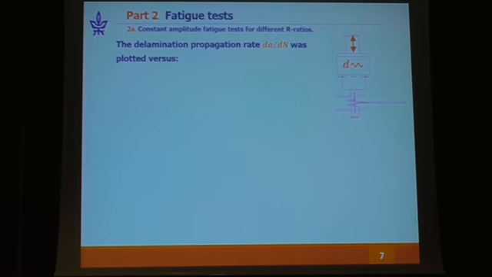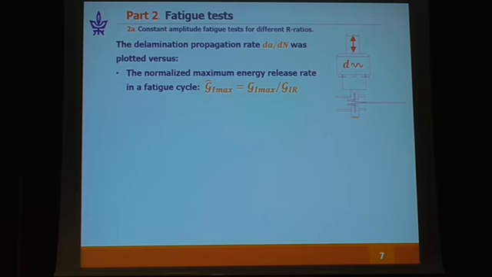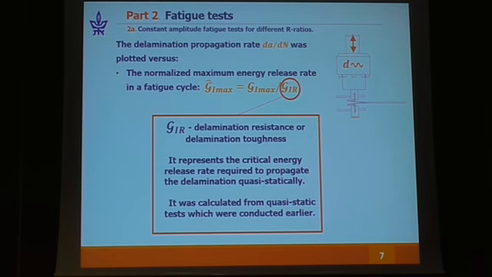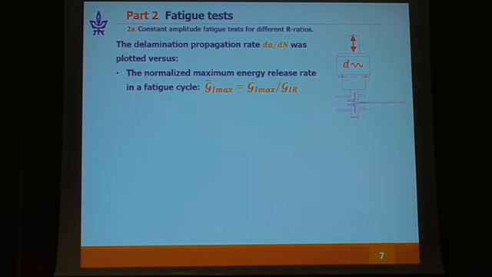So the delamination propagation rate was plotted firstly versus the normalized maximum energy release rate in a fatigue cycle, which is simply the maximum energy release rate divided by the delamination resistance, or delamination toughness. It was calculated from quasi-static tests which were conducted earlier, and I'm not showing it to you.